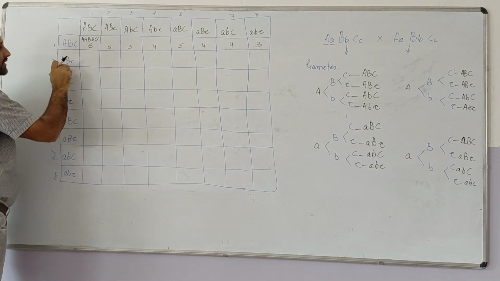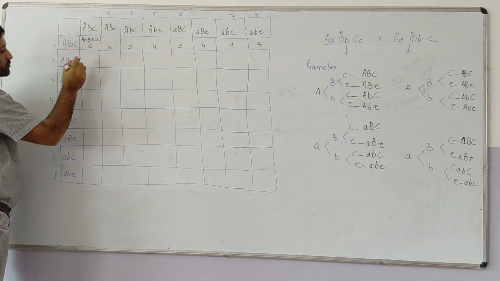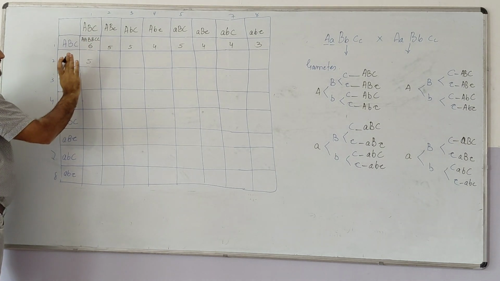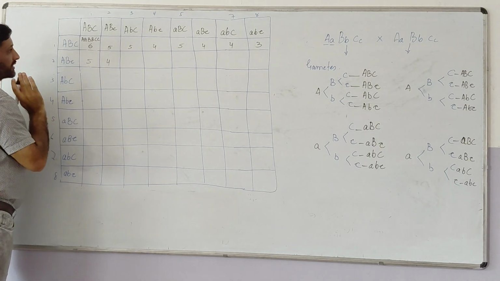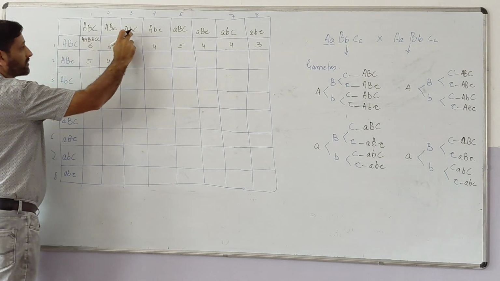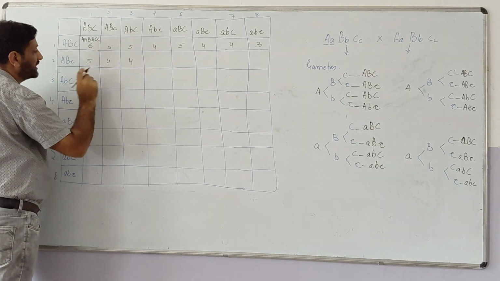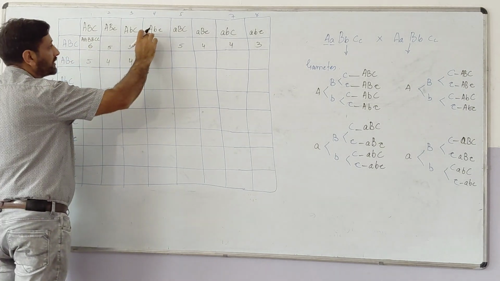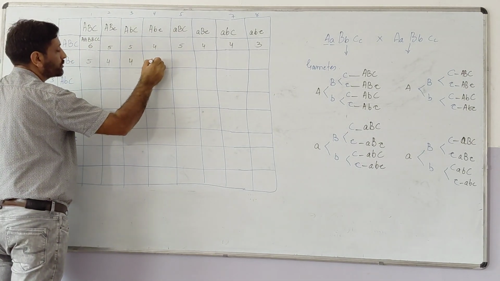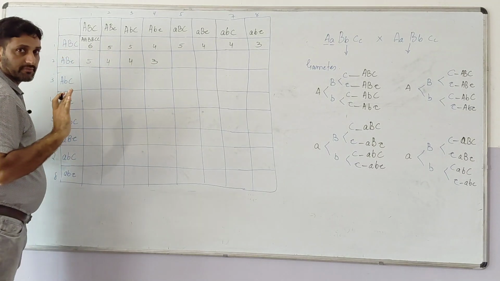Again coming to here. Here are 2 dominant alleles. Here are 3 dominant alleles. 3 plus 2 is equal to 5. Is this clear? Here are 2 dominant alleles. Here are 2 dominant alleles. It will be 4 dominant alleles. Here are 2. Here is 2. It will be 4 dominant alleles. Again here are 2 dominant alleles. Here is only 1 dominant allele. Then it will be 3 dominant alleles. Is this clear or not?